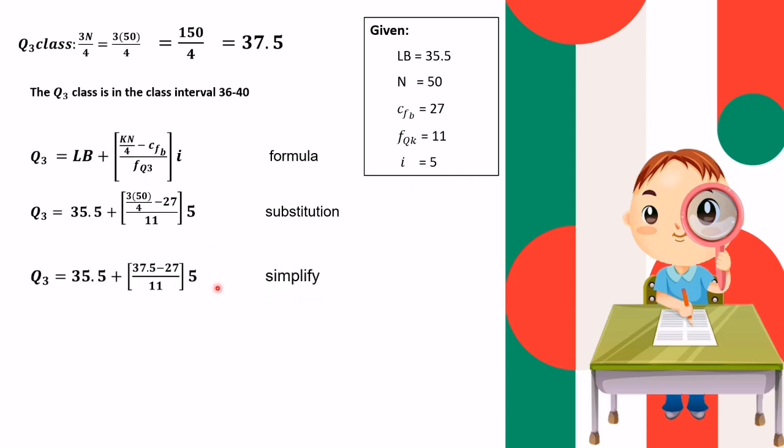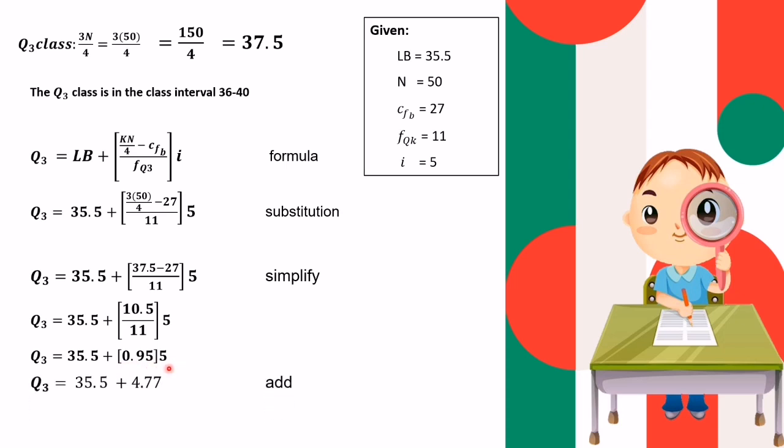For the next step, we write here the 37.5. We just copy this one and put it here. Next step, 37.5 minus 27, we have 10.5. And then 10.5 divided by 11, we have 0.95. And then 0.95 times 5, we come up with 4.77. So we can simply add these two, the LB 35.5 plus 4.77, we have 40.27. So our quartile 3 is 40.27.